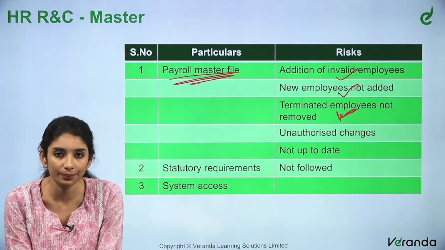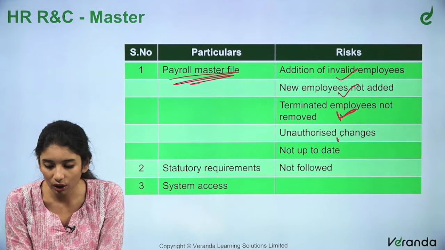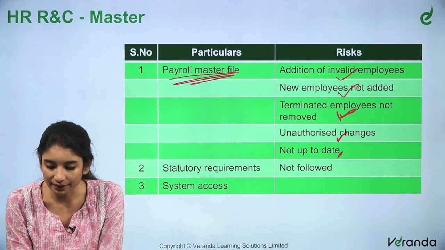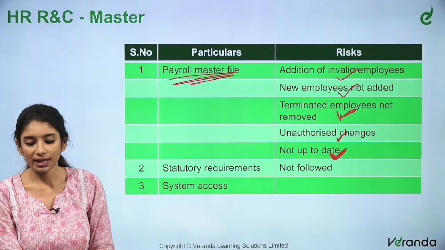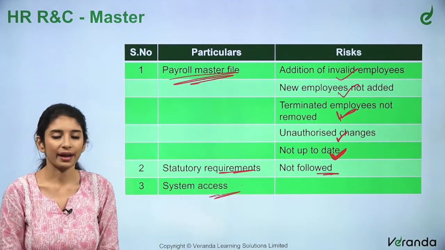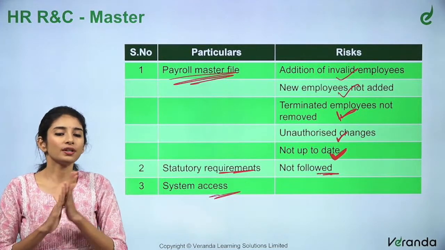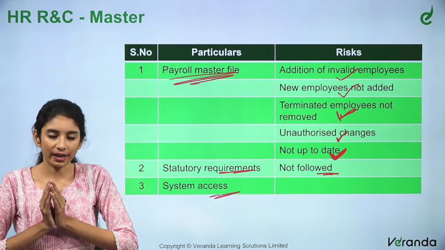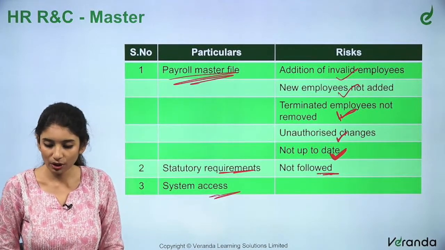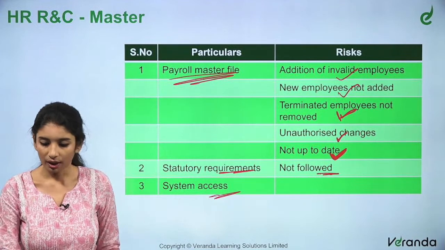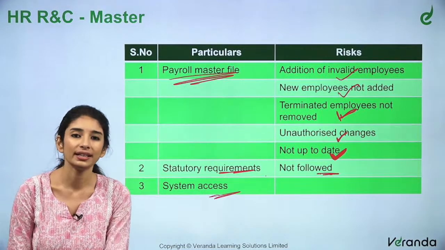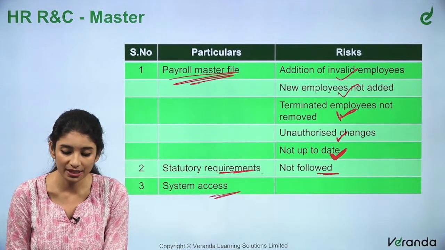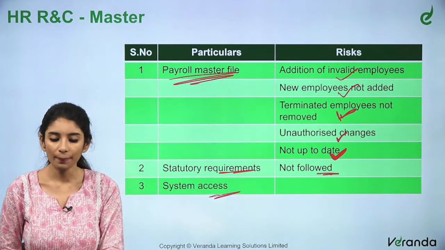Terminated employees not removed from the system. Unauthorized changes to the master file, not up to date. Any changes in some bank account number or change in the address, I have not updated in my master file. Statutory requirements are not followed, and system access. So here it's a little different, the master file, but very easy. Invalid employees are added, new employees not added, terminated employees not removed, unauthorized changes not up to date, and statutory requirements like your TDS, your PF, ESI, all of that is not followed. That is also a major problem.